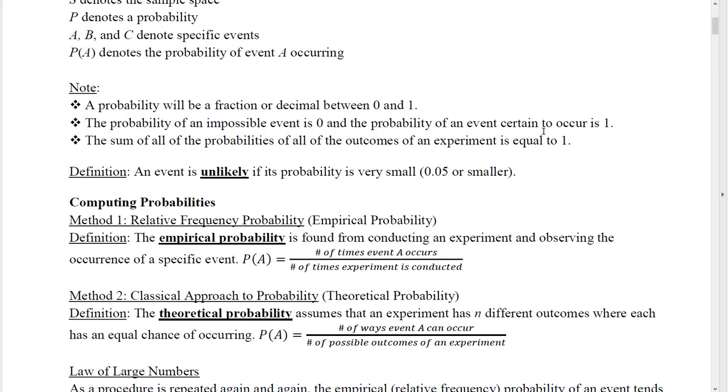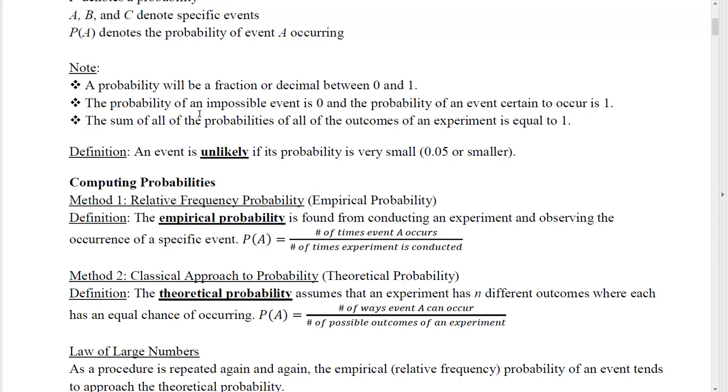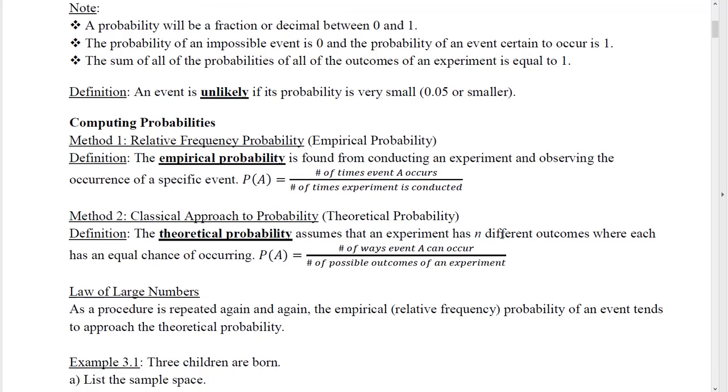Something impossible would be 0. Something certain to occur would be 1. If you have an entire probability distribution, meaning everything that could happen, every outcome, they have to add to 1, because that's saying you have covered all the probabilities. Something unlikely, meaning very small, is 0.05 or smaller.